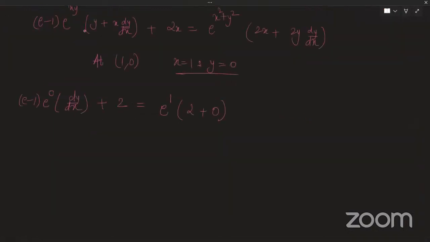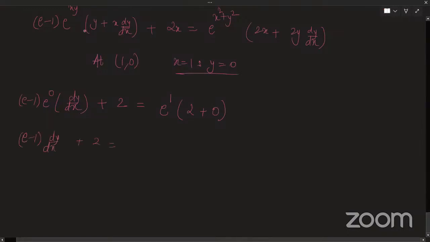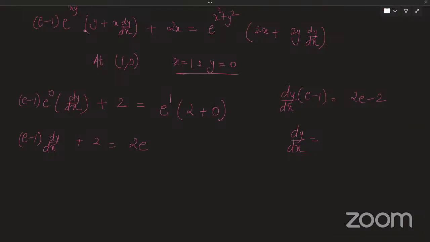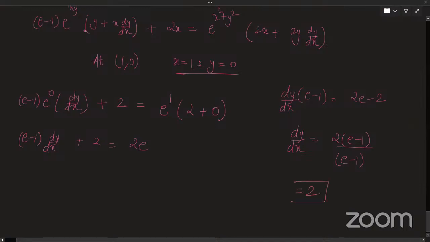So you have got e minus 1 into dy by dx plus 2 is equal to 2e. So you have got dy by dx into e minus 1 is equal to 2e minus 2. So what is your value of dy by dx? 2e minus 2 by e minus 1. It is 2 into e minus 1 by e minus 1, so 2 is my final answer.